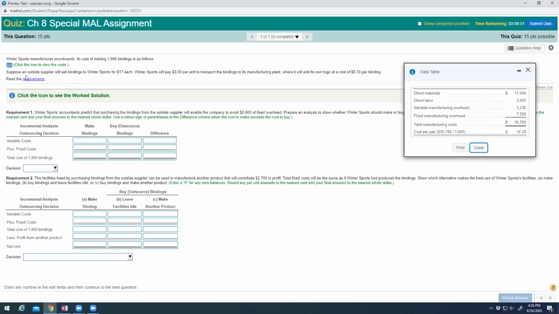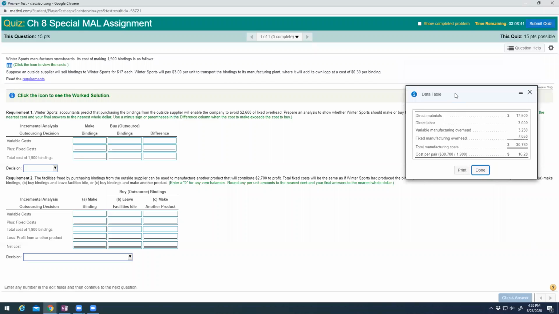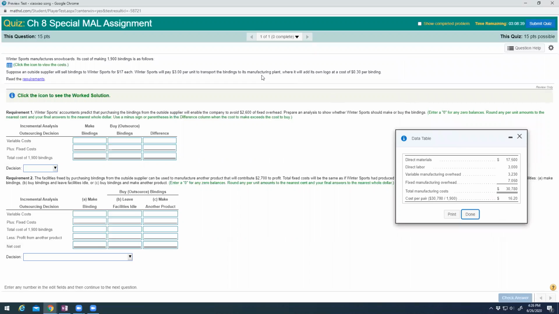Okay, suppose on the outside a supplier can make it for $17 each. You have to pay $3 per unit to transport. Now you have to pay extra, where it will add its own logo at a cost of 0.3 per binding. So you have to pay $3 for shipping, and you have to pay 30 cents for the logo.